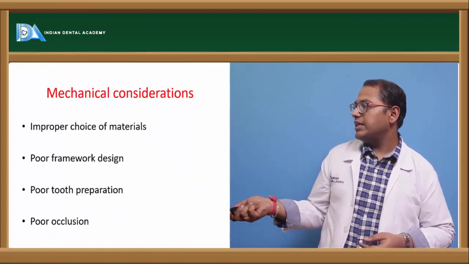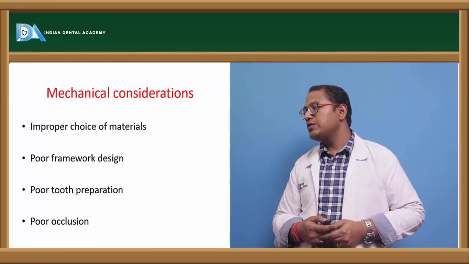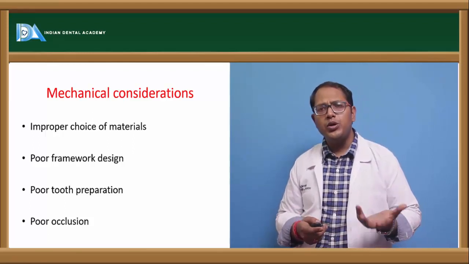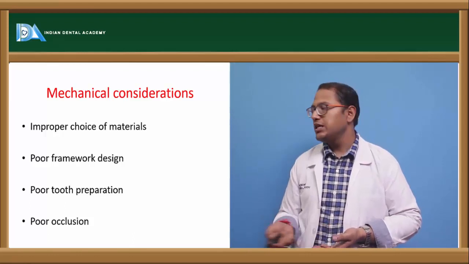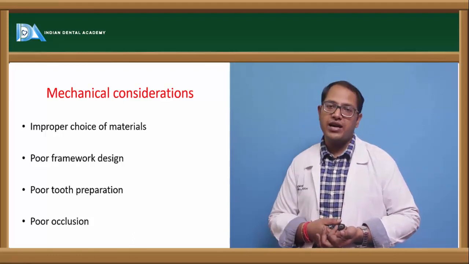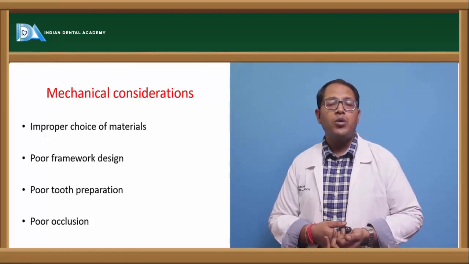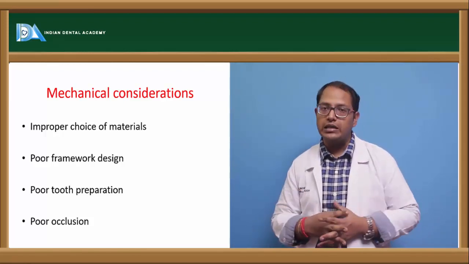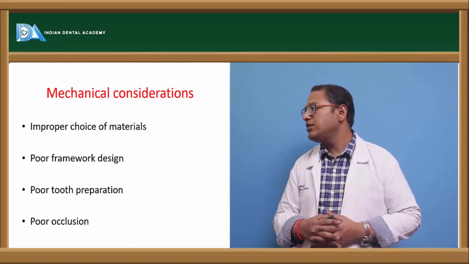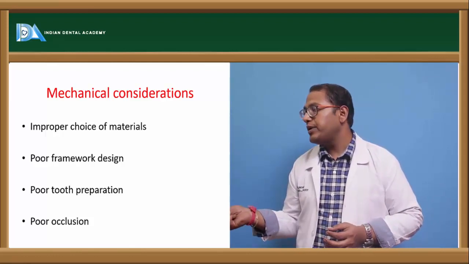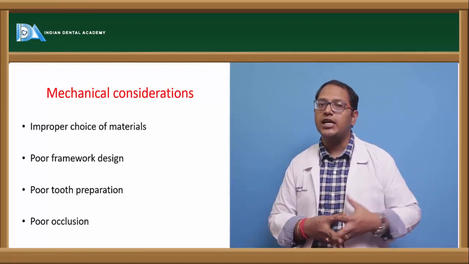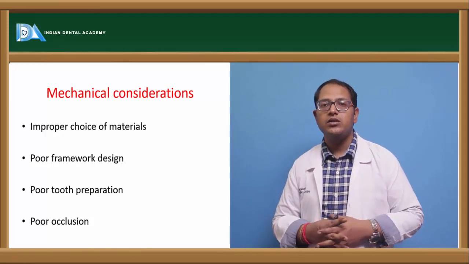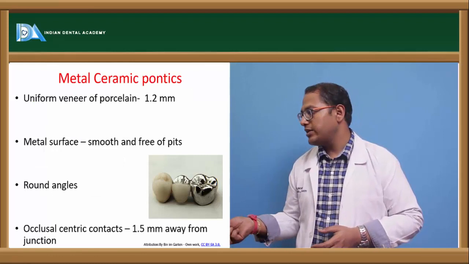Coming to the mechanical consideration, the choice of material should be proper. Mechanical failure will be there if an improper choice of material is made. Poor framework design that we have designed. We have not given a proper Pontic design with a good amount of connector. In those cases, of course, there will be failure, poor tooth preparation or a poor occlusion per se. Or if we have not given a functional cusp bevel, even in that case the force will be more in that area and the Pontic will break off because the connection is a rigid connector.